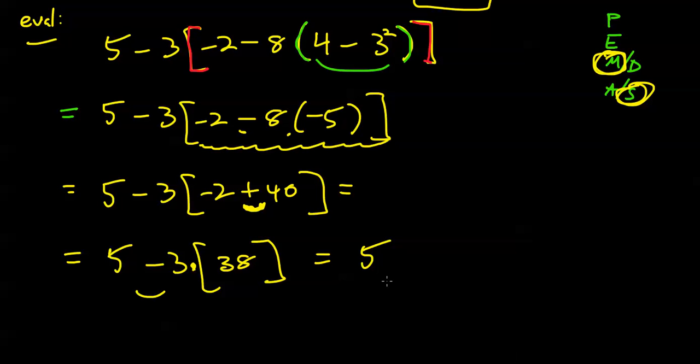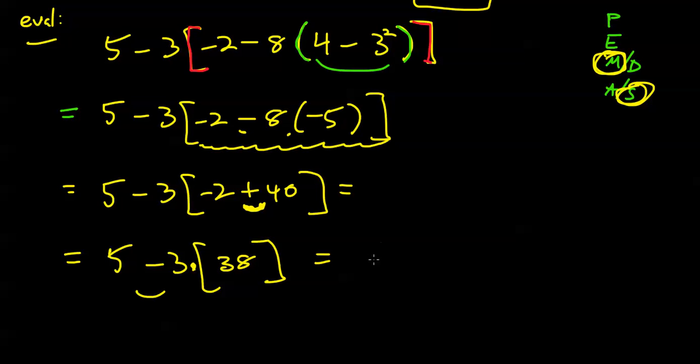3 times 38, 120, 144, right? So 5 minus 144, not 114. Please make that correction. 5 minus 1, I'm sorry, 2. Hang on. 5 minus 144. Hang on. Let me pause. Alright, apparently I did not make a mistake.